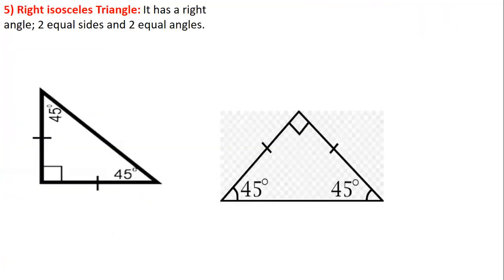Thank you, Rama. Now I move quickly to Mariam. Yes, Mariam. Number 5, right isosceles triangle. And it has a right angle, two equal sides and two equal angles.